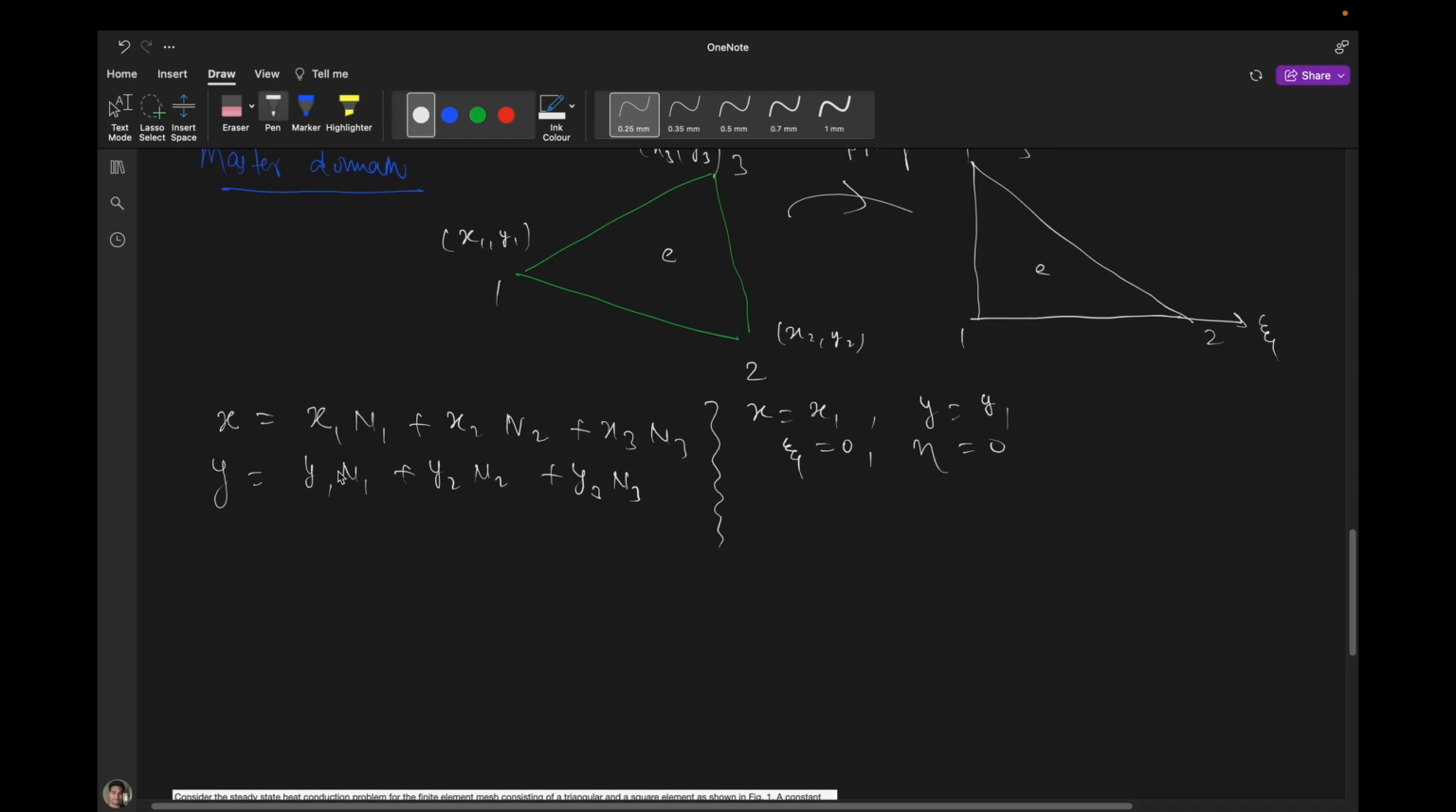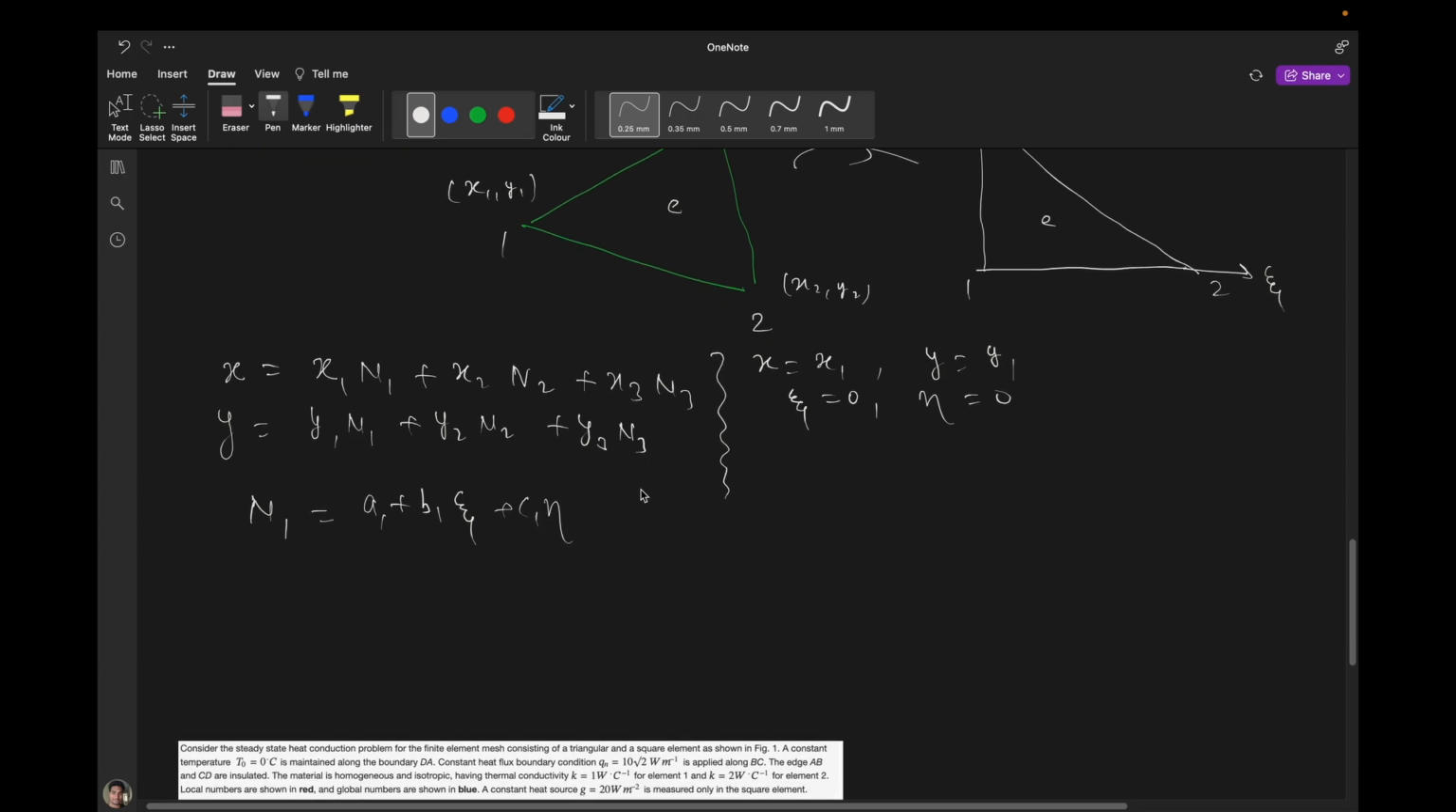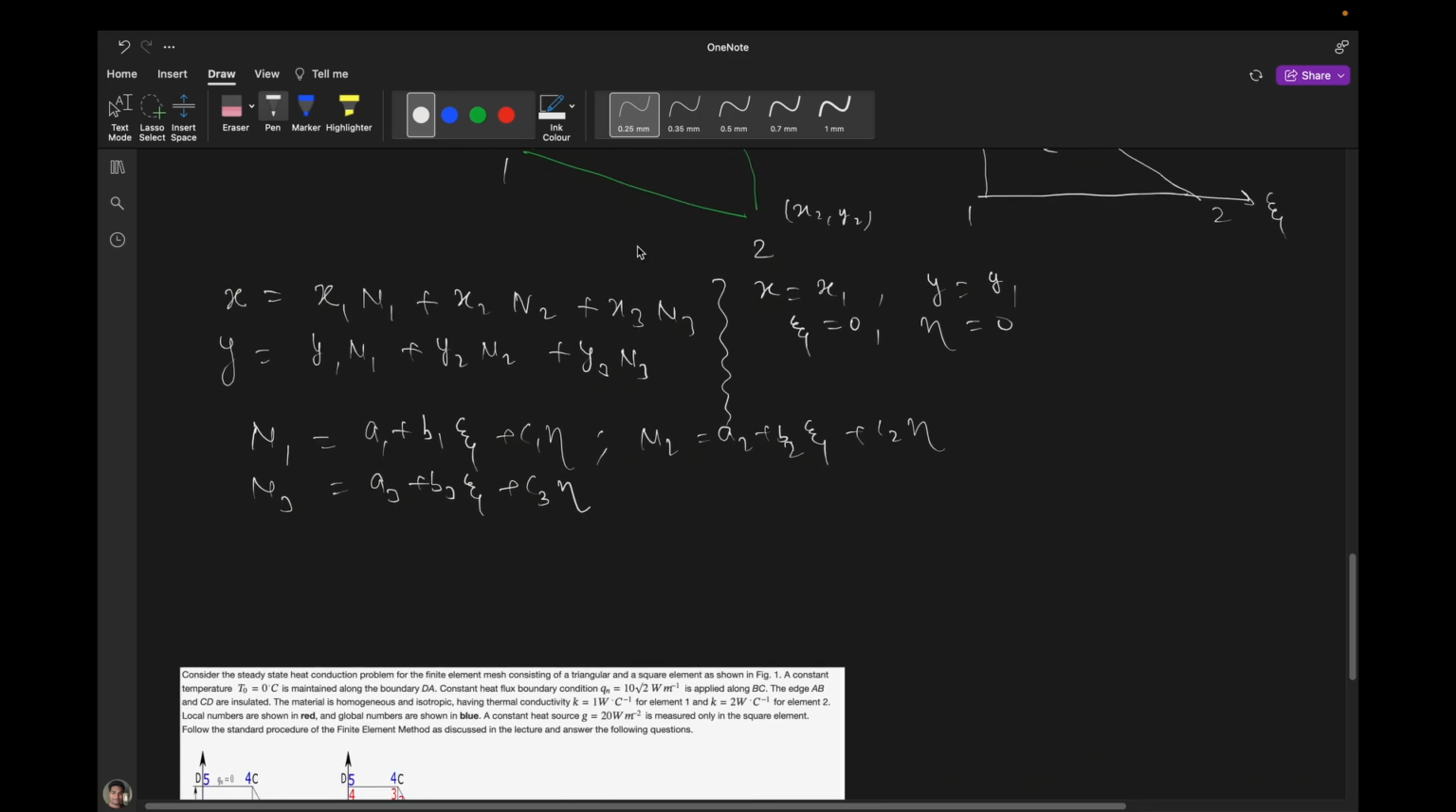Okay, so then what we will do? I'm assuming n1 is a1 plus b1 xi plus c1 eta. Okay, and similarly n2 equal to a2 plus b2 xi plus c2 eta, and n3 I'm assuming is a3 plus b3 xi plus c3 eta.